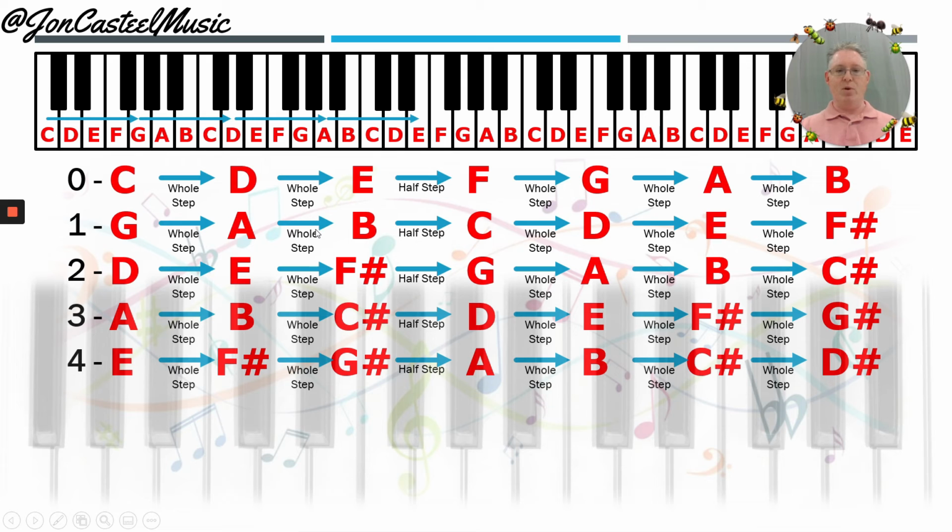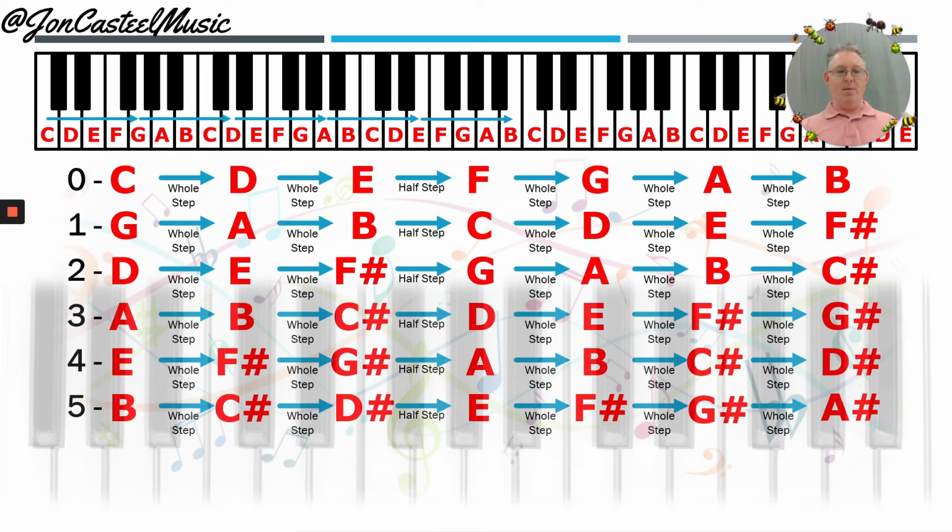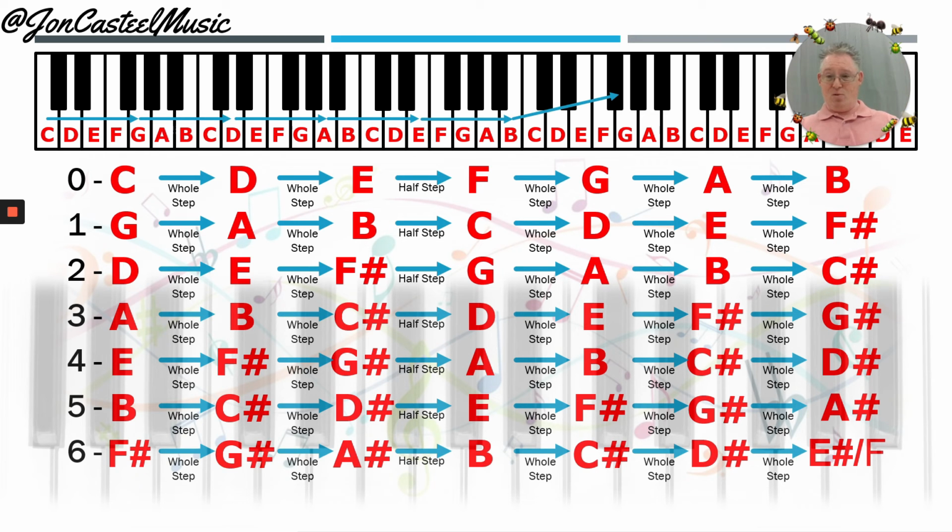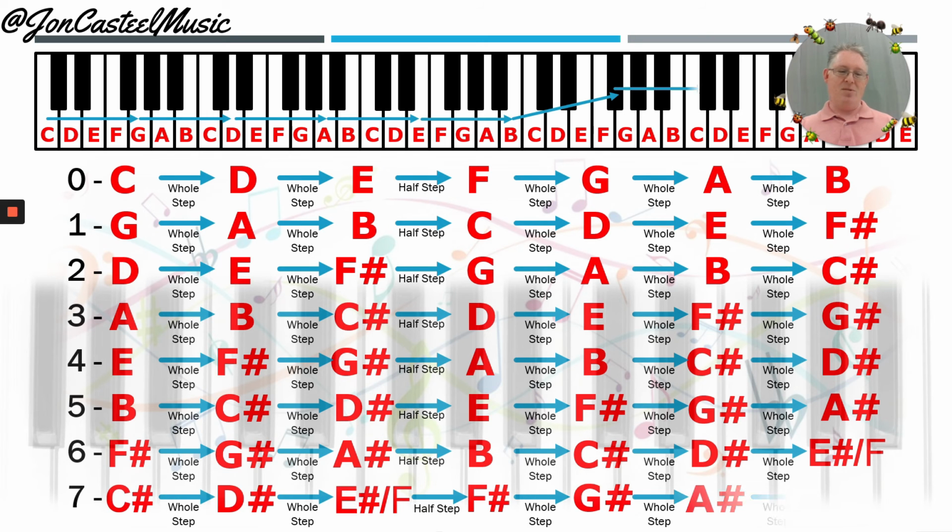Next one is going to be the same. We go to E, follow the whole, half, whole pattern. We're going to find out there's four sharps in that key. If we go to B, which is a fifth fifth away from C, we're going to have five sharps in there. Again, if you count the whole, half, whole pattern, you'll discover what those are, or just look at the chart to verify it. A sixth fifth away from C gives us six sharps, and then a seventh fifth away from C gives us seven sharps. And again, you can follow the whole, half, whole pattern to figure out what those are.